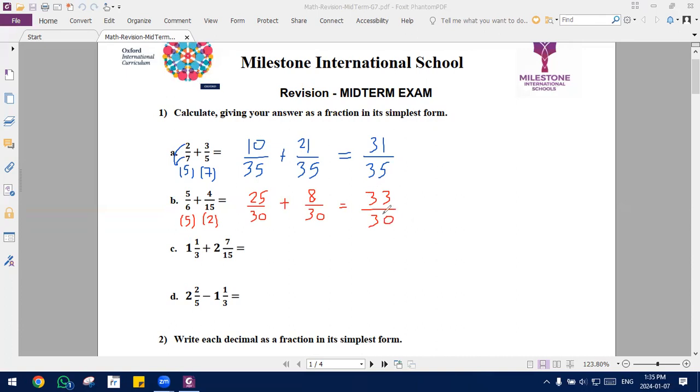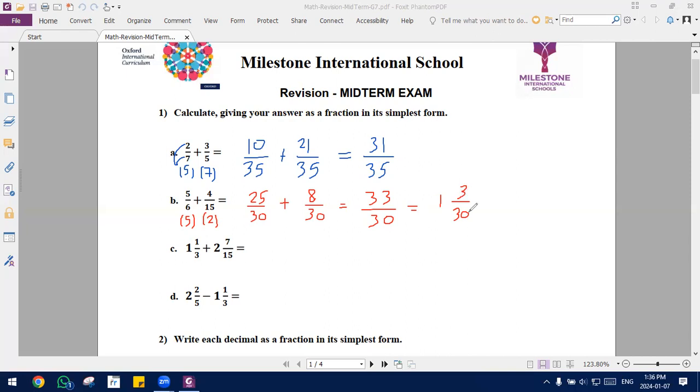Now, can I simplify it? No. So we can keep it as it is, or we can write it as a mixed number also. We divide 33 by 30. It's 1 and 3 over 30. So actually 33 over 30 can be simplified. We can divide it by 3. But it's always better if we make it a mixed number, then it will be easier. You can check it faster.